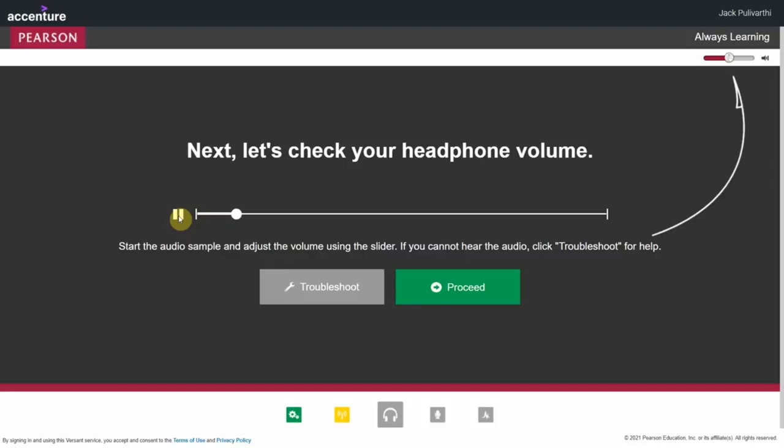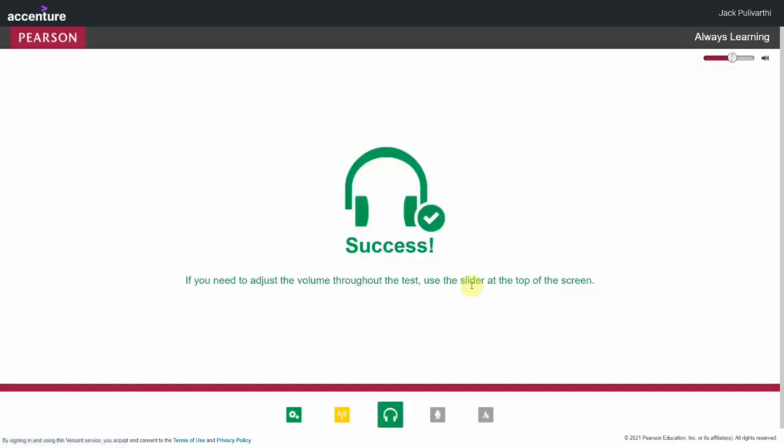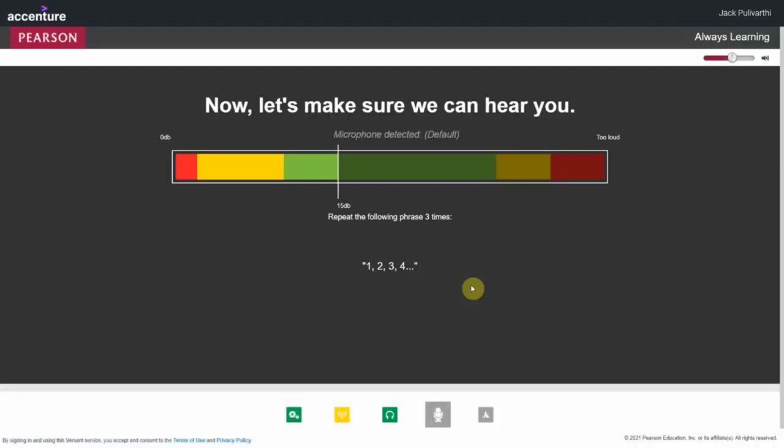Please set your headphone volume. To set your headphone volume, use the volume slider in the upper right-hand corner of the screen. Be sure to set your volume at a level that you can hear clearly. Remember, you can change your headphone volume at any time during this test by using the volume slider. This is a microphone test. Please read the numbers in the active box aloud.